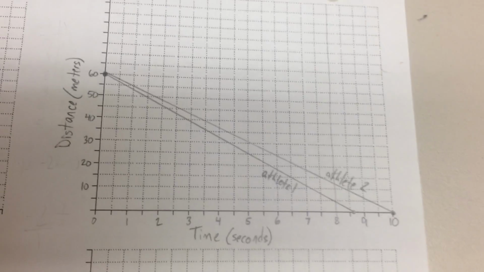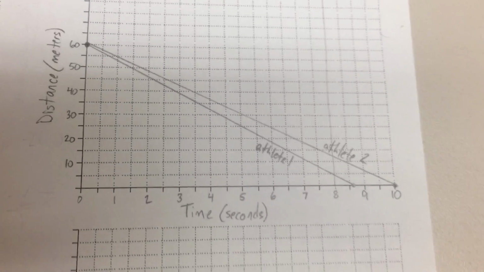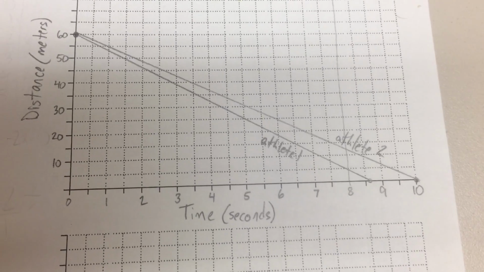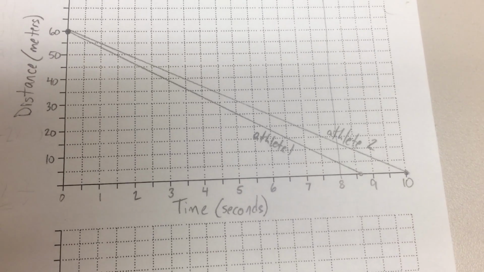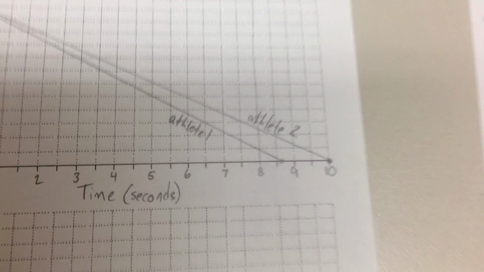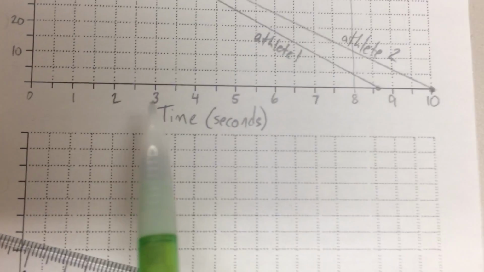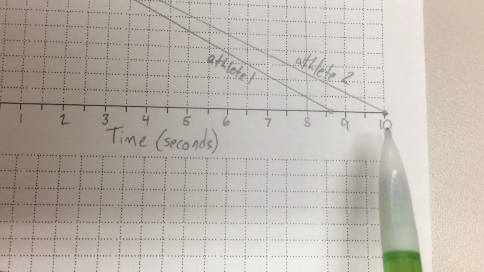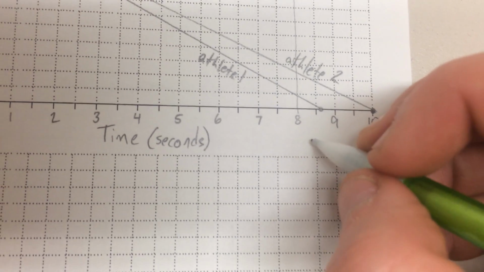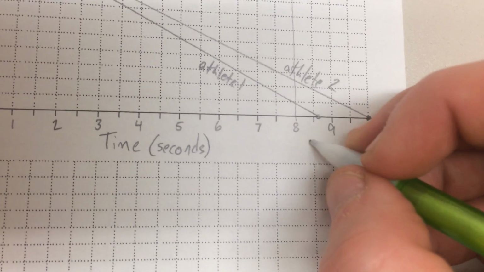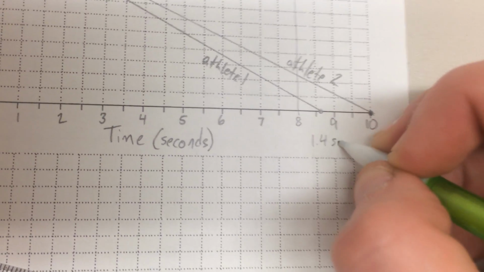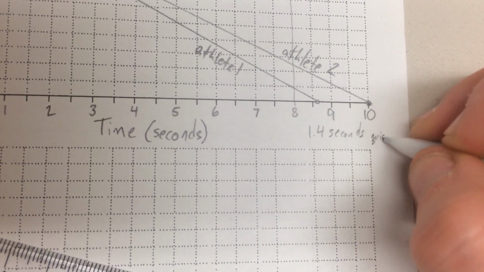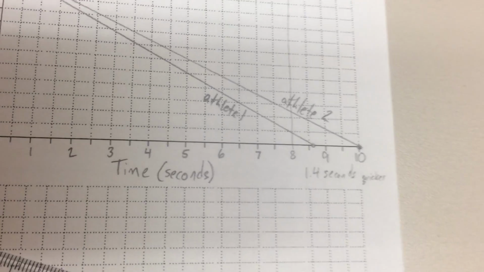All right, and so if we wanted to answer the final question, it says graph both miles in the same coordinate plane. About how many seconds faster does the first athlete finish the race than the second athlete? Well, if our bottom is time, it tells us how much time it takes them to finish. This person finished at 8.6, this person finished at 10, so simply 10 minus 8.6 gets us about 1.4 seconds quicker. Okay, hopefully that helps.